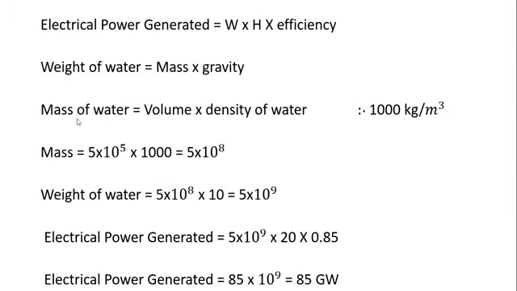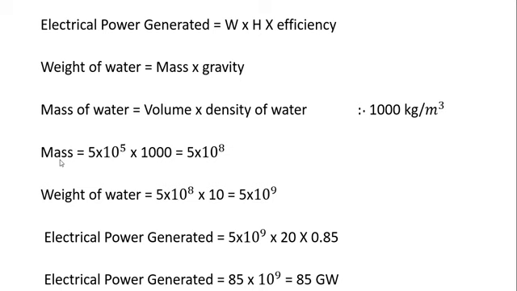So what we will do, in this formula, this is the thing which we need to find. W is unknown, H is given, efficiency is given. What is the value of W? W is equal to mass into gravity. Gravity is also known, but the mass is unknown. How will we find mass? Mass of water equal to volume multiplied by density of water. Density of water, we know that it is 1000 kg per m cube. This is the predefined value of density of water. And now we need volume, and it is given in the question.